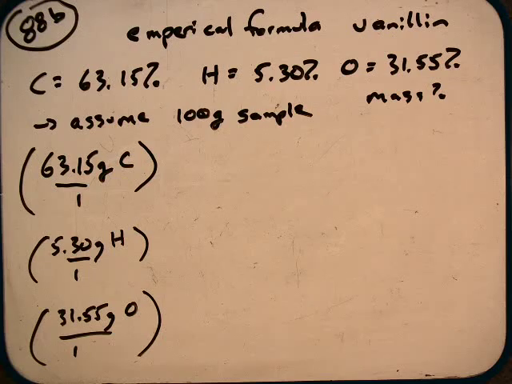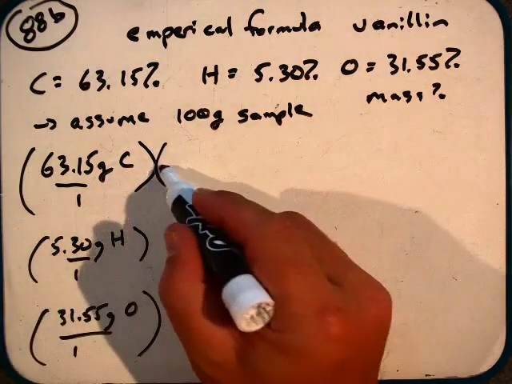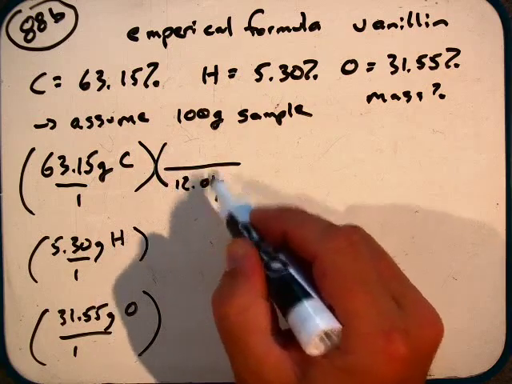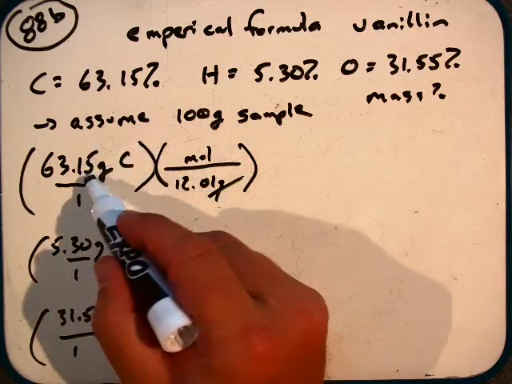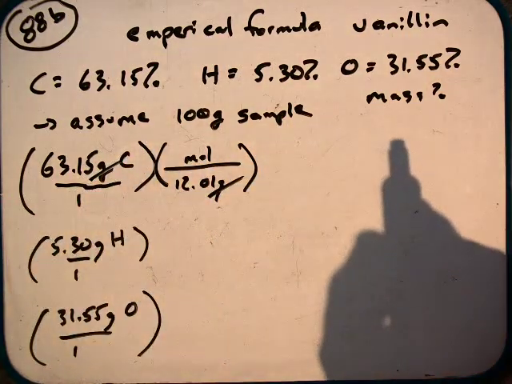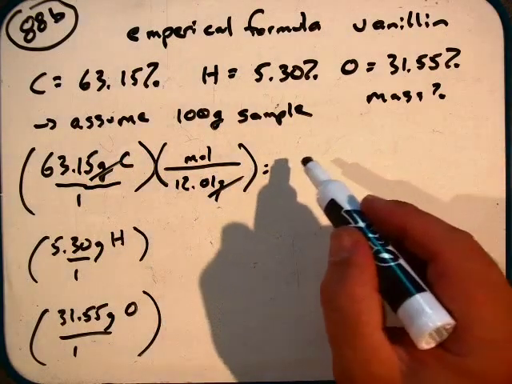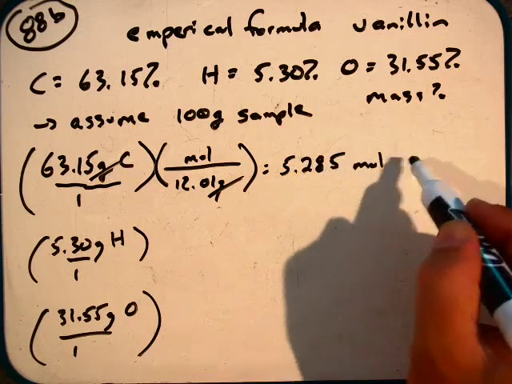So to get the empirical formula, we have to determine moles, right? That's the first thing we need to do. So we first assumed 100 grams, but then we're going to use our atomic masses to convert out of grams and into moles. And so we look on the periodic table. Carbon weighs 12.01 grams per mole, and so that gives us 5.258 moles of carbon.